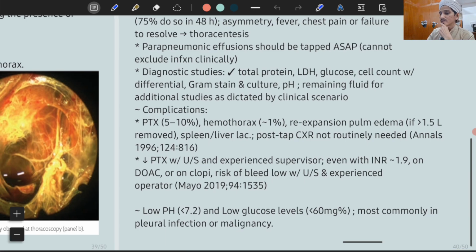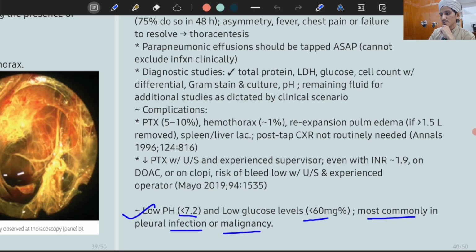Now, if the pH is low, less than 7.2, and glucose is less than 60 milligram percent, then most commonly the cause can be infection, malignancy, and one more you remember, rheumatoid arthritis. Remember this one. Okay. Next.